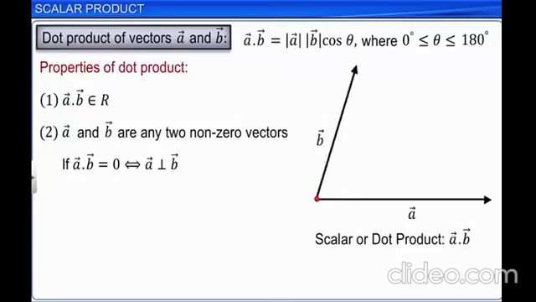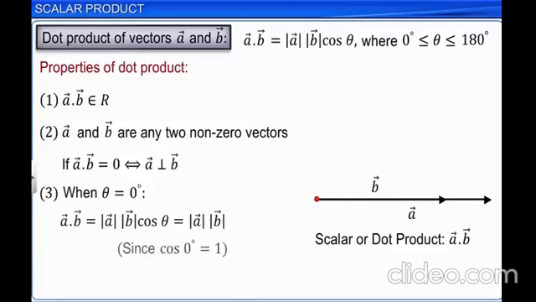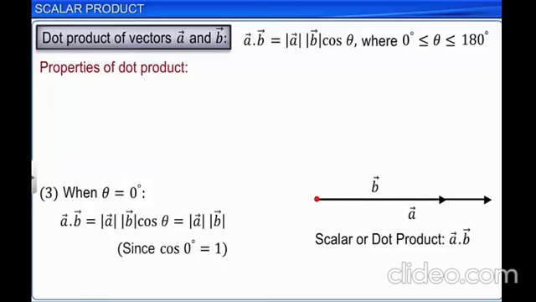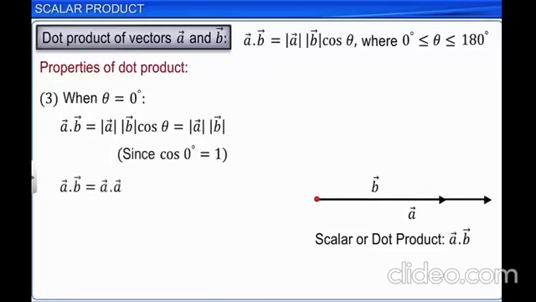When vectors A and B act along the same line in the same direction, the angle theta between them is 0. In this case, the dot product of vectors A and B is equal to the product of their magnitudes. If the magnitude of vector A and the magnitude of vector B are equal, then their dot product is equal to the square of the magnitude of vector A.